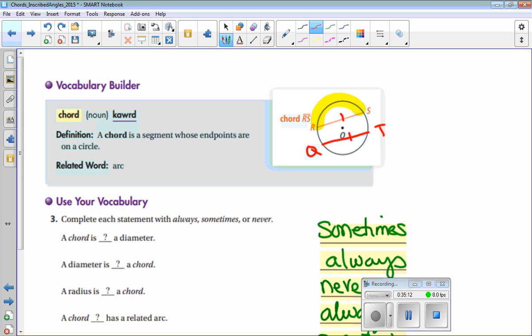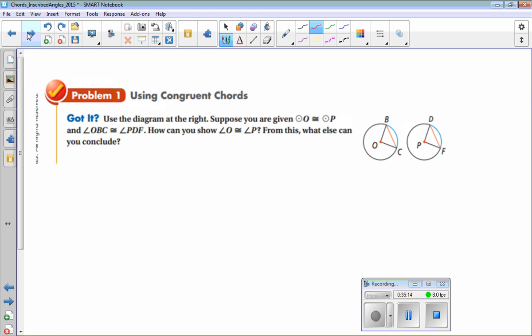Right. So again, nothing too unusual, but let's use this idea. Okay? So read the problem. Don't write it down because I think this is too basic. I just want to go through it because it almost is too much common sense. We're told we have two congruent circles, circle O and circle P. I'm also given a couple of congruent angles.